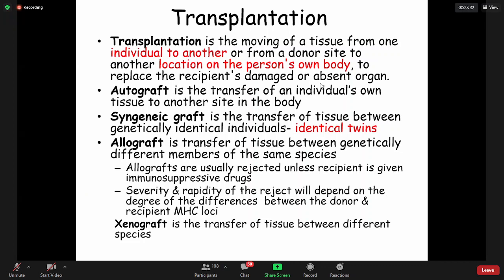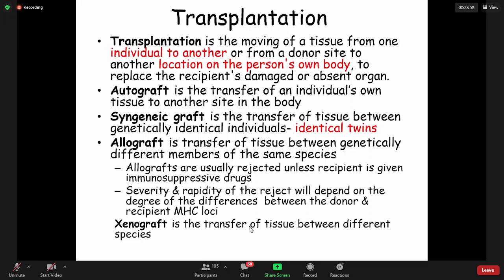So autograft is the same individual. Syngeneic graft is individuals with the same species, same genetic makeup. Allograft is individuals of different genetic makeup, but the same species. And xenograft is different species. And as you will see, those are very easy to reject.